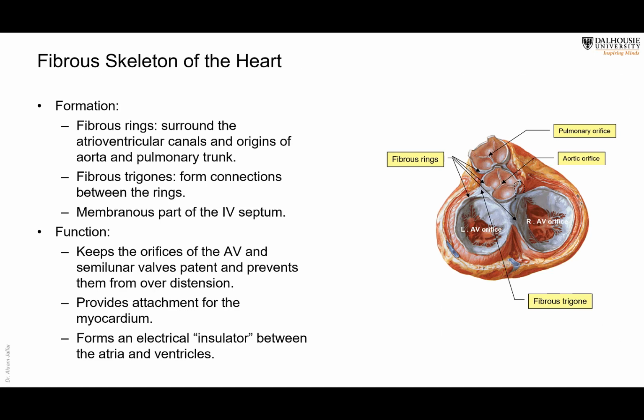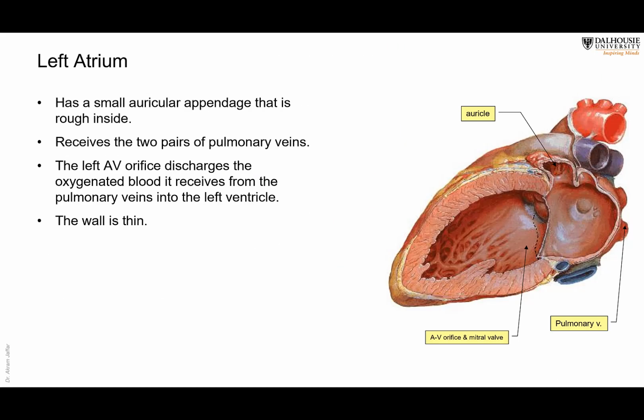Apart from the myocardium, there is fibrous tissue in the heart, and this looks like a skeleton of the heart. So the skeleton, there's no bone in the heart, but there's fibrous tissue that works like a skeleton. So this fibrous tissue is in the form of rings that surround the valves and prevent their over-distension. So we have 4 rings, and in between them, there are triangular areas that are also filled by fibrous tissue, fibrous trigones. And there is a very small part of the interventricular septum, which is membranous.